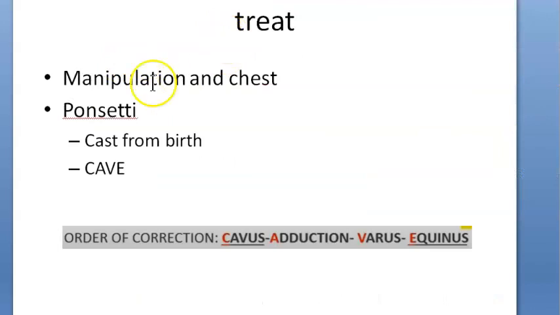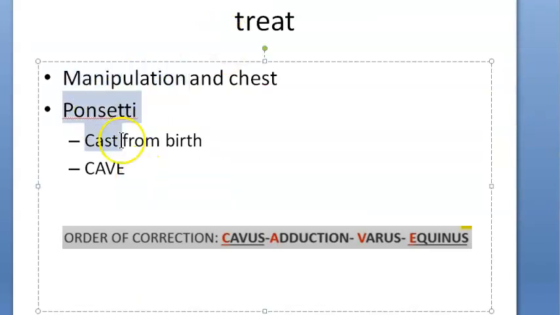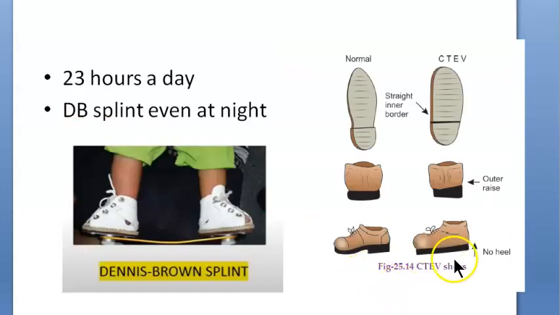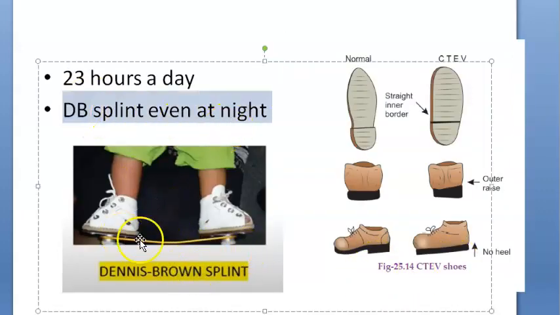Now, how do you treat, right? We'll have to look at this manipulation. Ponseti technique is there. How will you correct? First, you will do the cavus correction, then the adduction correction, then the varus, and then the equinus. Equinus is corrected last. So you have CTEV shoes, then Dennis-Brown splint. Dennis-Brown splint is worn even at night, remember?